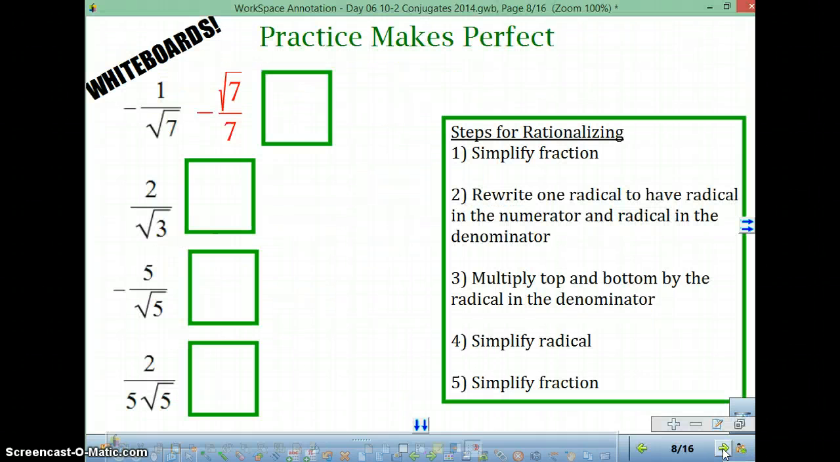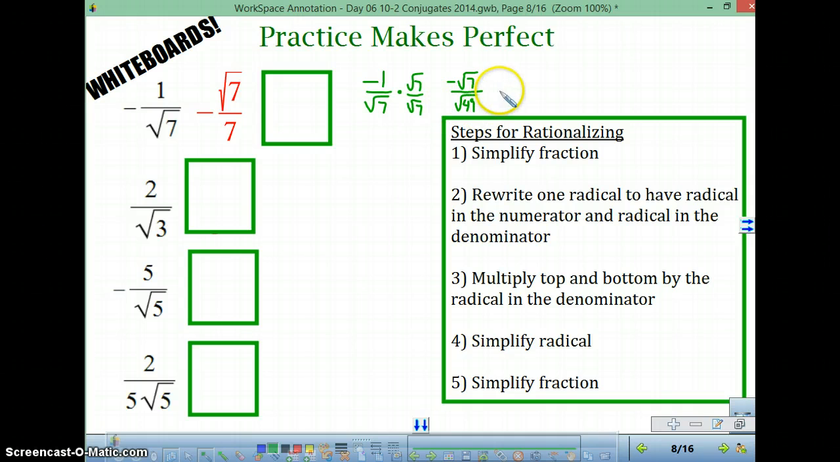All right. Oops, that one shows you the answer. I'll give you this one. So if we have negative 1 over root 7, we're going to multiply by 1. I'm going to multiply by root 7 over root 7. I'm going to end up with numerator times numerator. That's negative root 7 over root 7 times root 7. That's the square root of 49, or the square root of 7 squared. We take that perfect square out of the denominator. We end up with negative root 7 over 7.